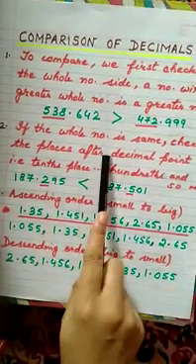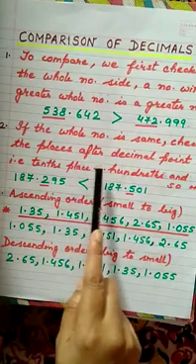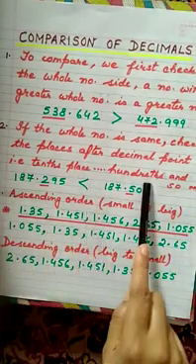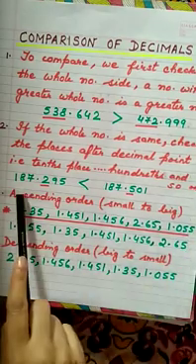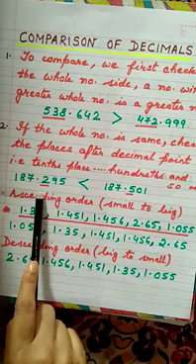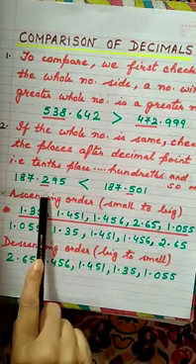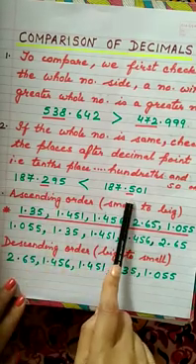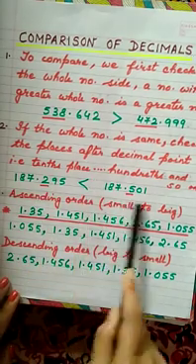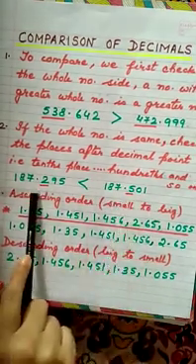Now if the whole number is the same, check the places after the decimal point, that is tenths place, hundredths place, and so on. Here you see the whole number is 187 in both. So we first check the tenths place. In the tenths place we have 2 here, we have 5 here. We know 5 is greater than 2. So we put the big mouth to this side. This number is greater than this.